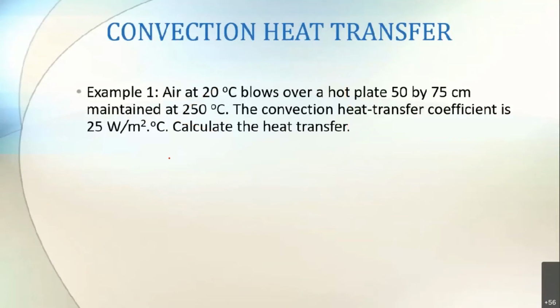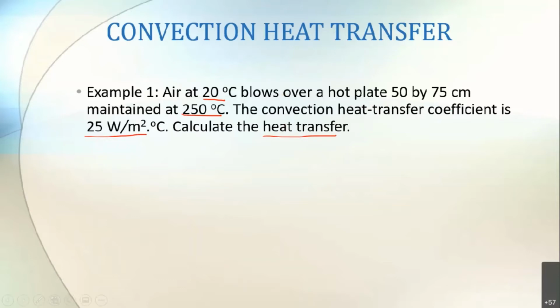So this is example number 1. This is just to familiarize yourself with the equation. It says that air at 20 degrees Celsius, so this is the temperature of air, blows over a hot plate 50 by 75 cm maintained at 250 degrees Celsius. The convection heat transfer coefficient is 25 watt per meter squared degree Celsius. Calculate the value of heat transfer.